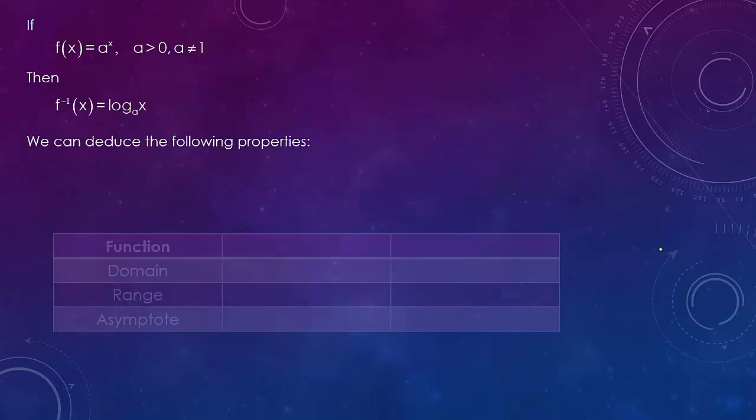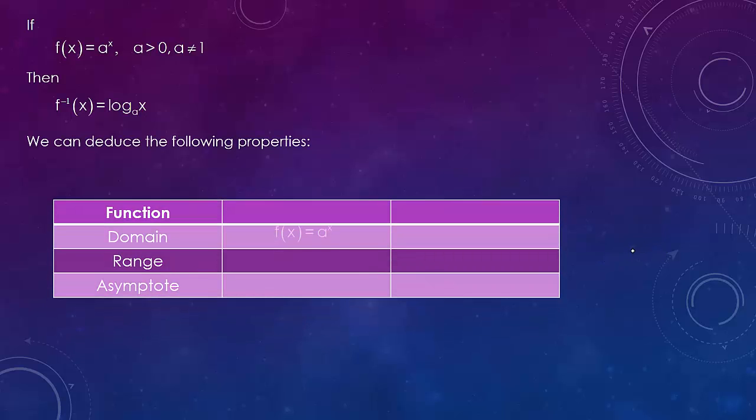If f of x is equal to a to the x, where a is greater than 0 and a is not equal to 1, remember if a is equal to 1 it's very trivial, it's just the line y equals 1, then the inverse function is log to the base a of x. We can deduce the following properties. So the first function is a to the x, and the inverse is log to the base a of x. But remember, they're inverses of each other.